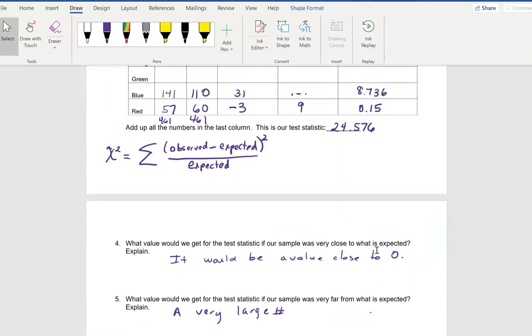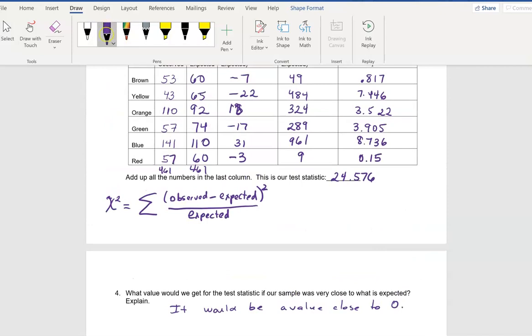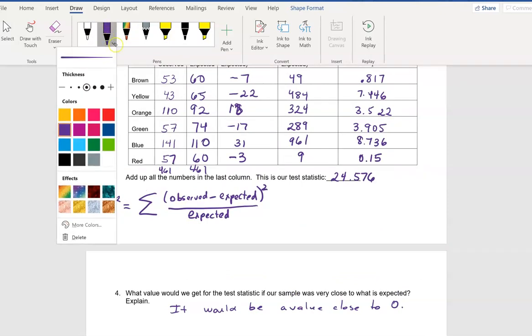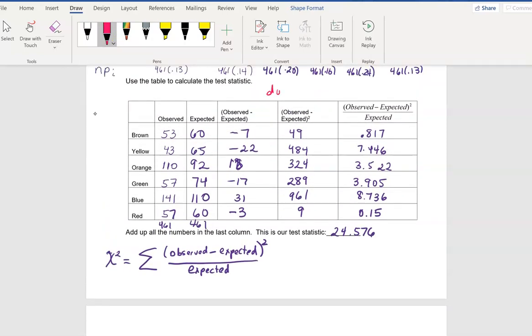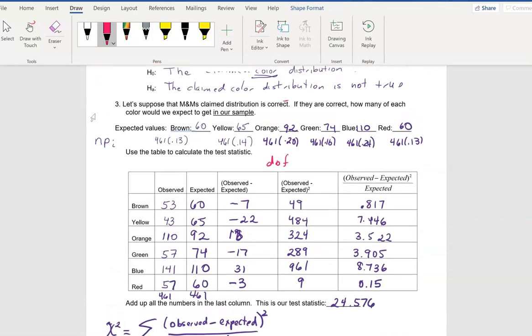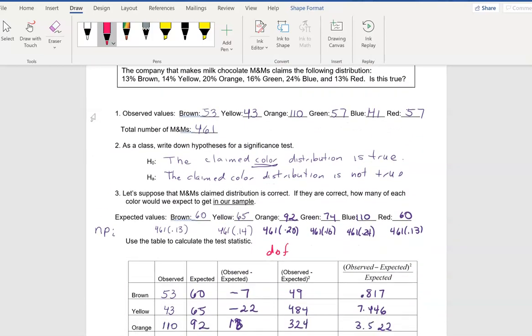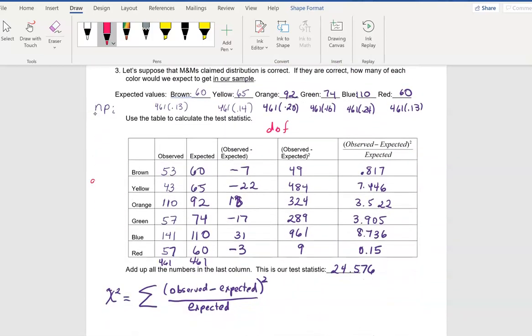So for our particular problem, the degrees of freedom are based on the number of colors. Since we have 1, 2, 3, 4, 5, 6 colors, the degrees of freedom is going to be 6 minus 1, or 5. So we want to find the p-value for our distribution. Again, it's skewed to the right.